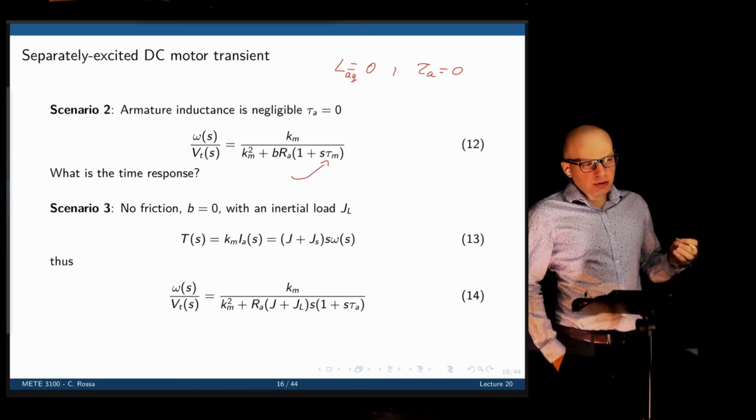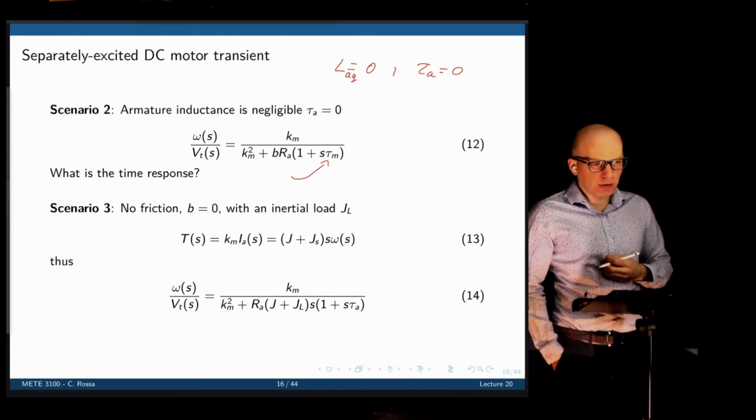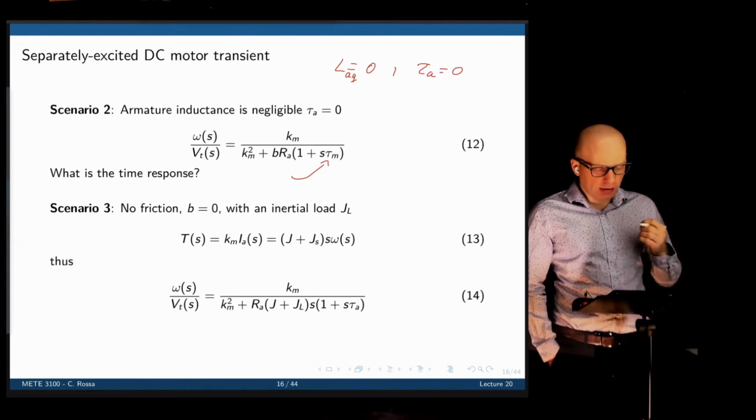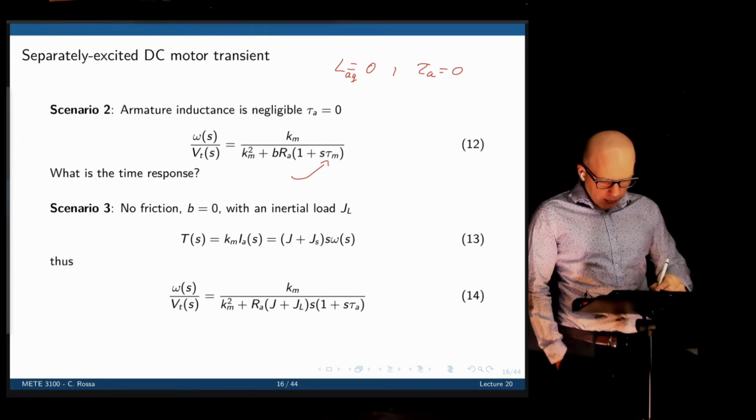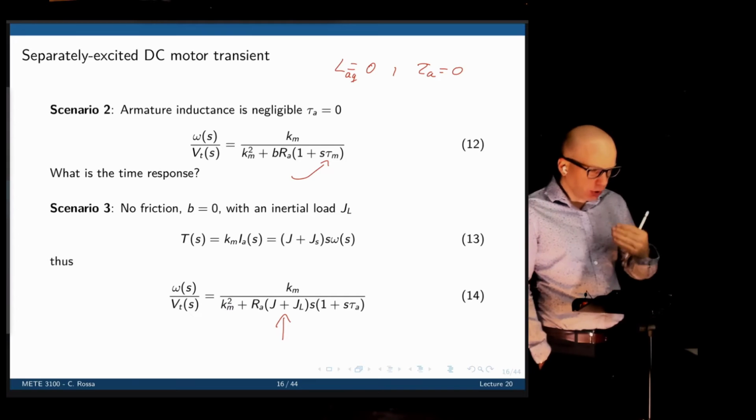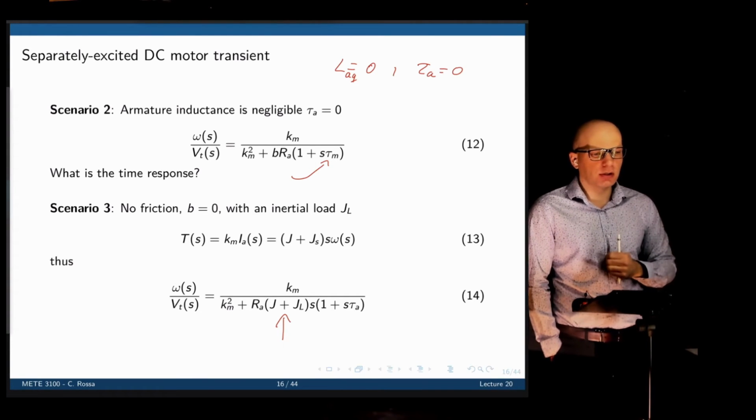Another scenario that we could consider to simplify our life here is to assume that there is no friction. If there is no friction, we are simply driving an inertial load. And if that is the case, we can rearrange our equation to set B to 0 and simply add the inertial load to the inertia of the motor itself and recalculate the transfer function.